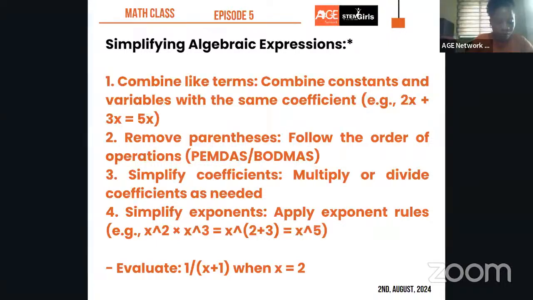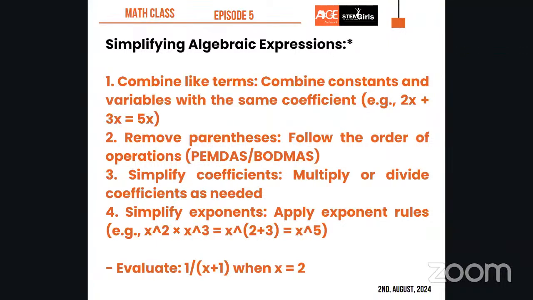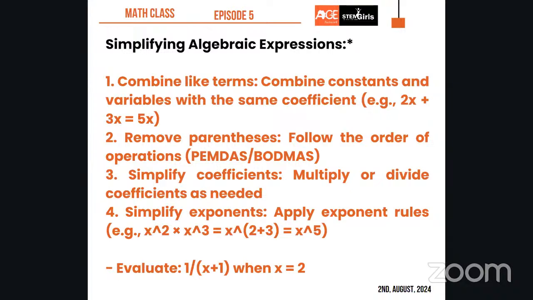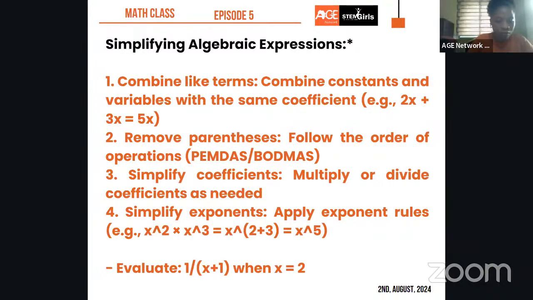ab, ab. I don't know if you are getting it. Now, if you have 3ab plus 3cb, they are not like terms because ab is not the same thing as cb. Do you get it? So that is that.